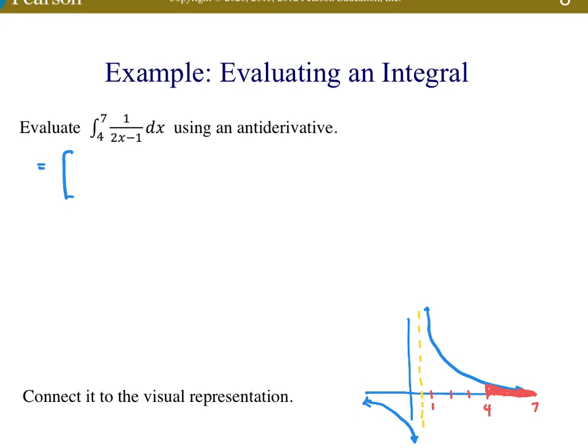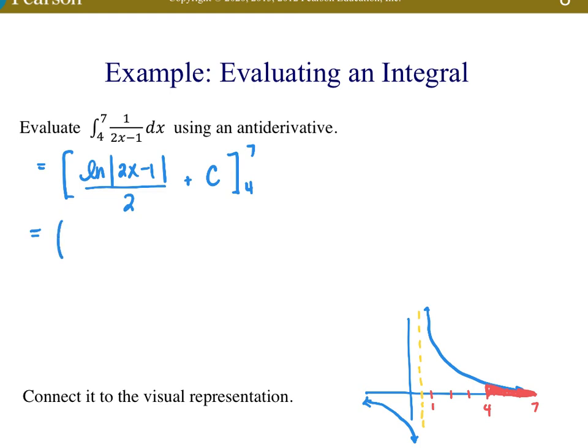Okay, this is an antiderivative that has x in the denominator, not x squared. And so this is an antiderivative that's going to require a natural log. So this is the natural log, which requires an absolute value of 2x minus 1. And it also requires division by the chain rule. So we're going to divide this by 2. And you can check it by taking the derivative again, just to make sure you didn't make a mistake. Plus the constant c from 4 to 7.